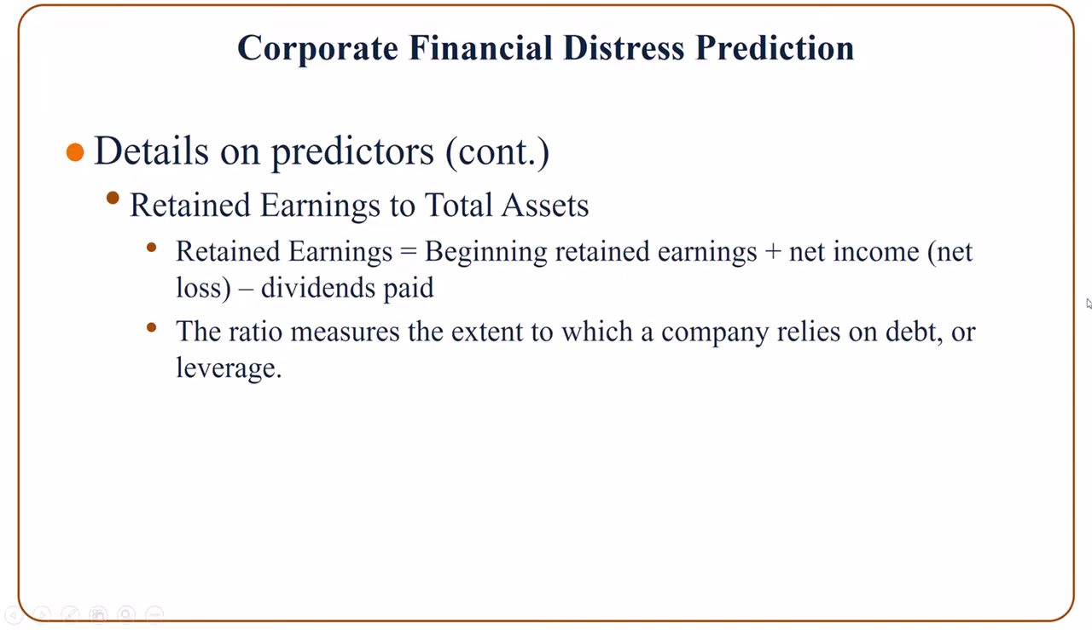The second predictor is retained earnings to total assets. Retained earnings is basically the beginning retained earnings plus the net income or net loss and less the dividends paid, and is the portion of net earnings not paid out as dividends and retained to be reinvested in a firm or used to pay down the debt.